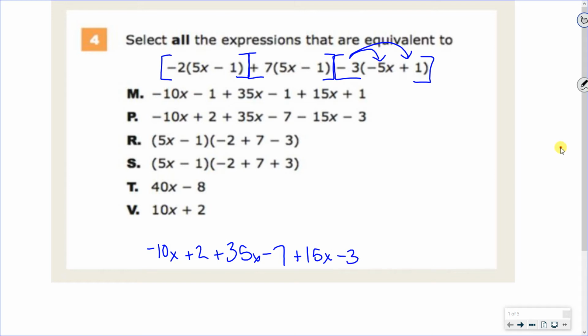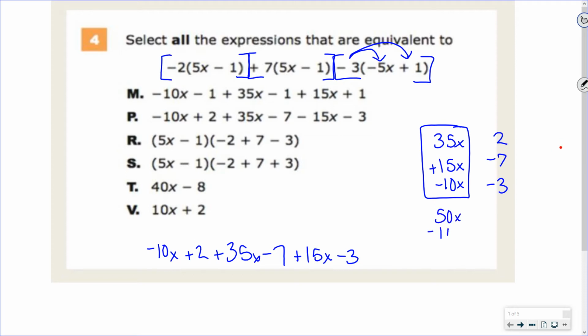Now it comes time for me to do a little bit of simplifying. Let's go ahead and group everything together that's alike. So I've got 35x, 15x, and a negative 10x. And then I've got 2, a negative 7, and a negative 3. So what does this simplify to? Well, 35 plus 15 gives me 50, so 50x minus 10x gives me 40x.